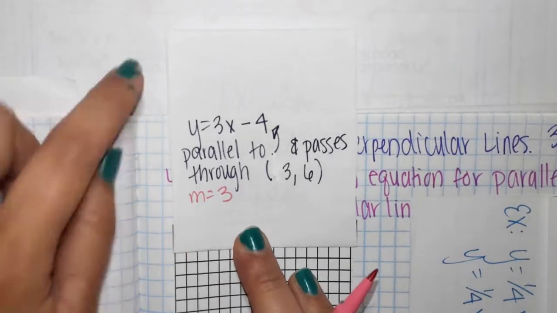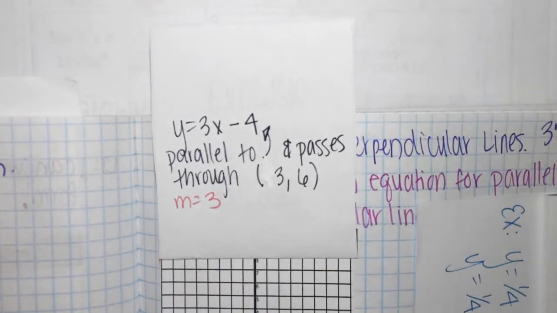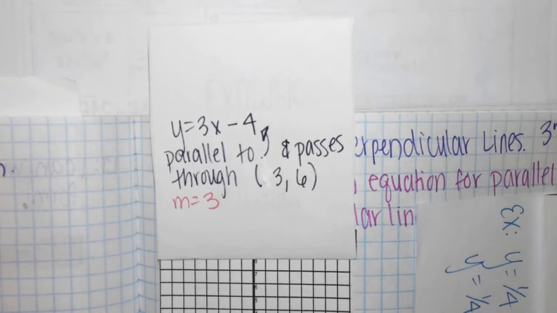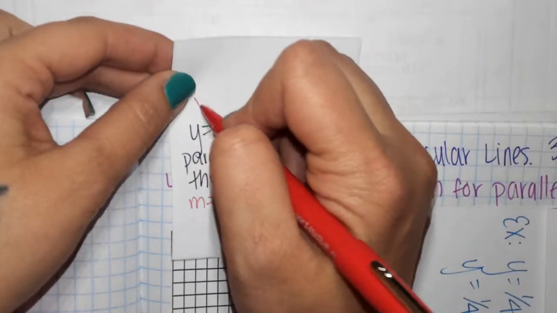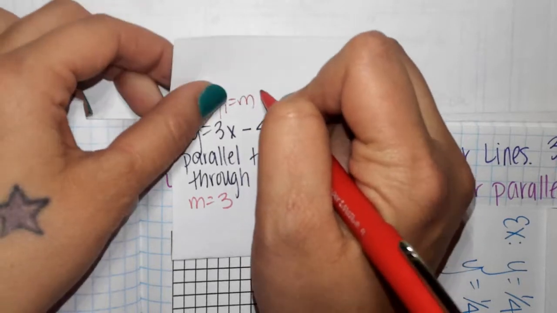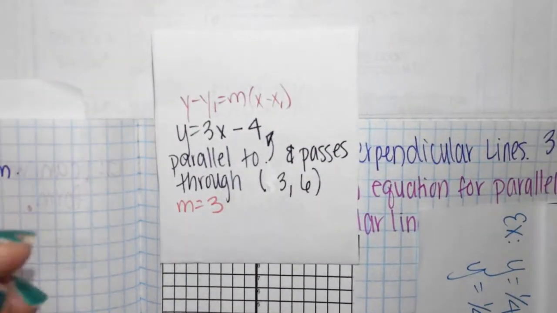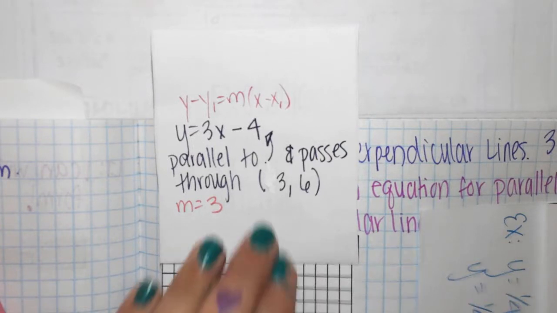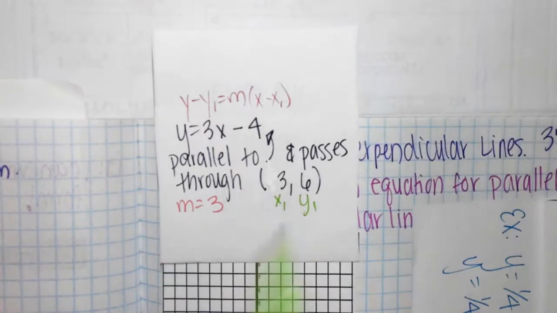Alright, so what is point slope form? Who can tell me? Ava? Jordan? Alright, so that is point slope form. We are going to use that to create our new equation. Is everybody ready? Please write x1, y1.